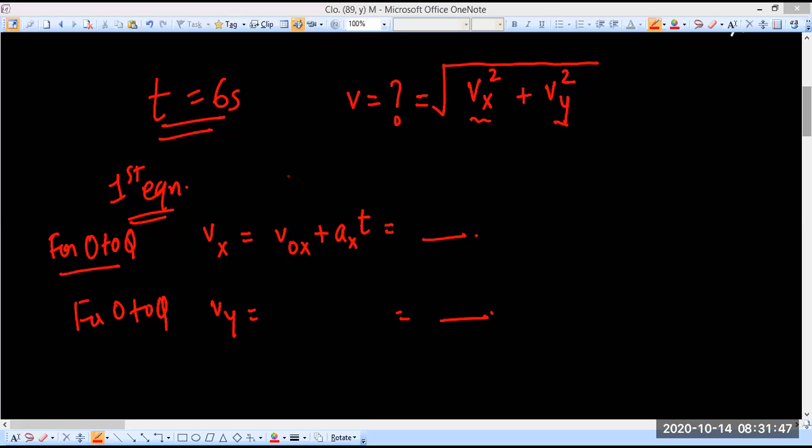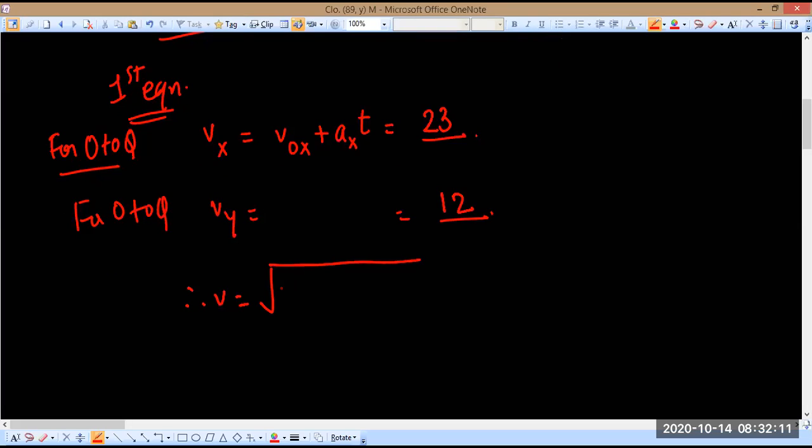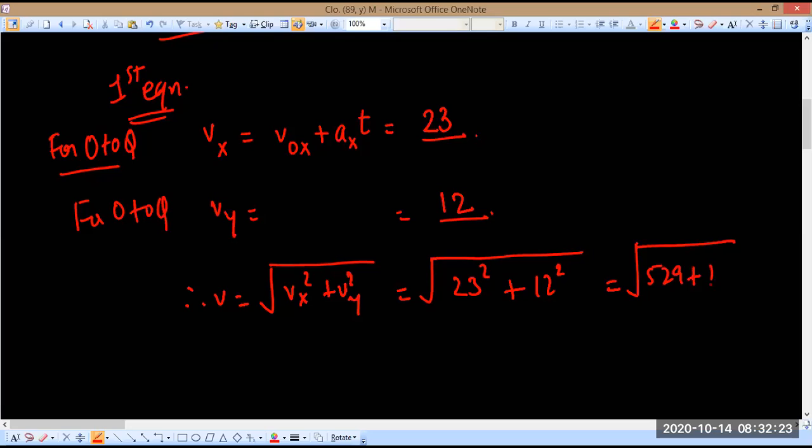Okay, so I think overall people have done it, that this is 23 and this is 12, right? This is 23 and this is 12. So let's put the values here. So we get speed. Okay, just that much to do. So next step, just put these values. Therefore, v is equal to under root vx square plus vy square, which is under root 23 square plus 12 square. 23 square is 529, 12 square is 144. So this is going to be 673.